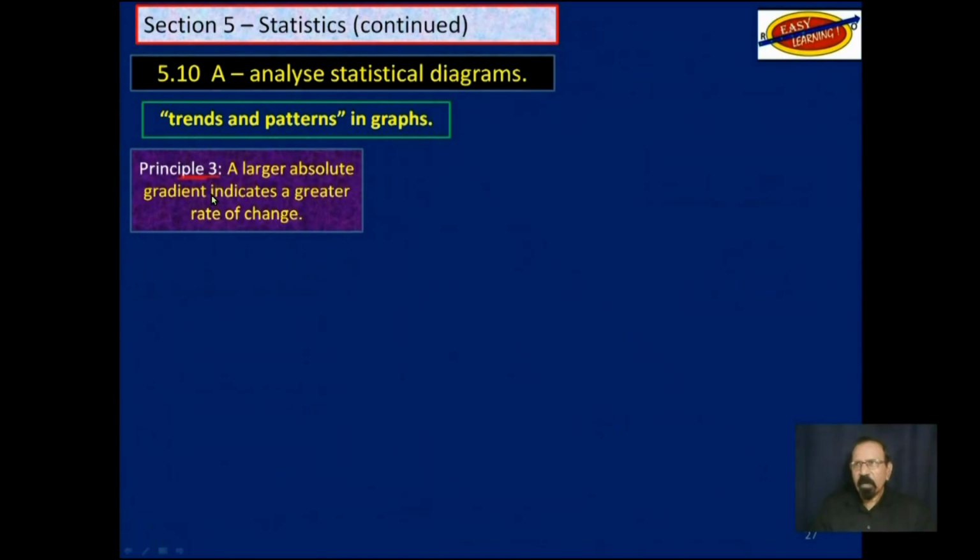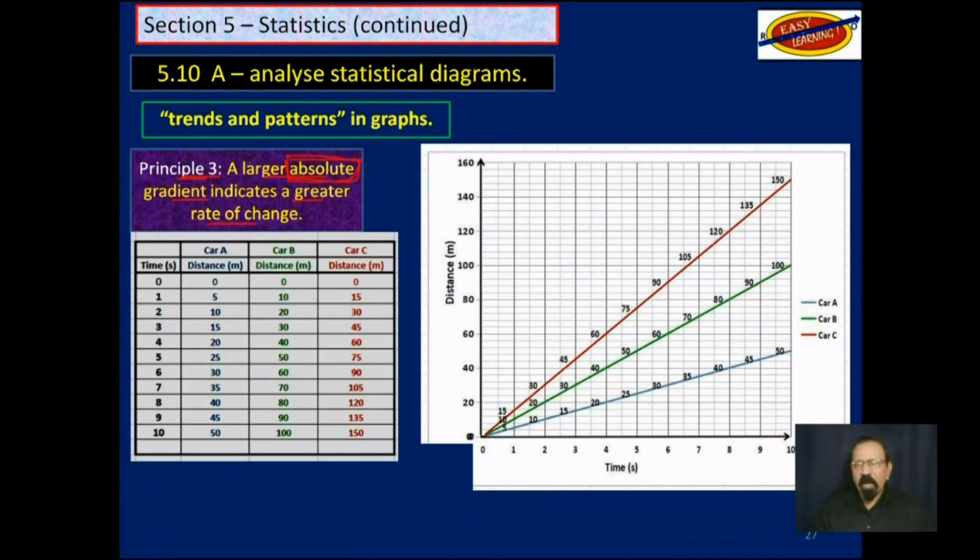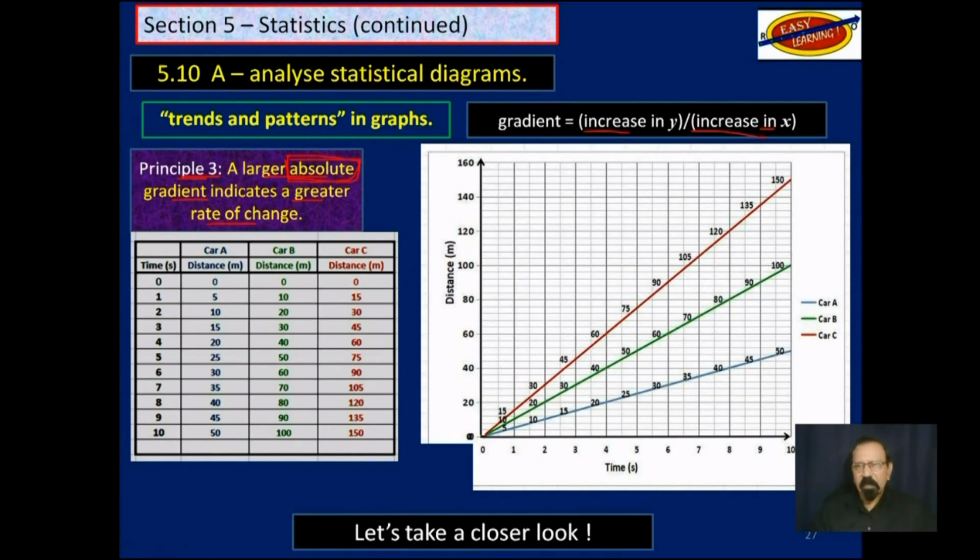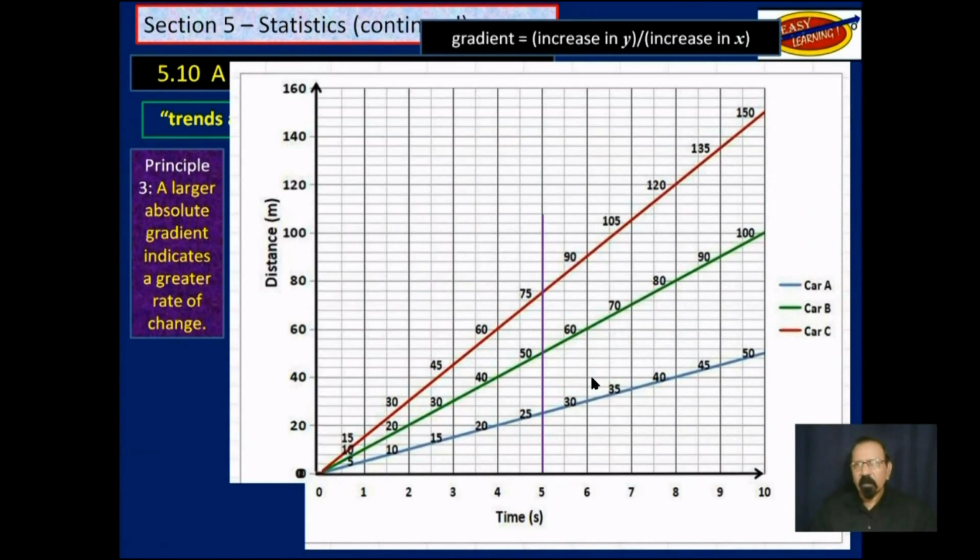Principle 3, a larger absolute gradient indicates a greater rate of change. And I am using the word absolute here because that will become important when we deal with inverse proportion. So we have direct proportions here. We have 3 graphs. The gradient for each one will be increase in y divided by increase in x. So let's take a closer look at this. If I draw that purple line there coming down, and we find a gradient for each part here, this is a right triangle. So we can find a gradient for each part here.